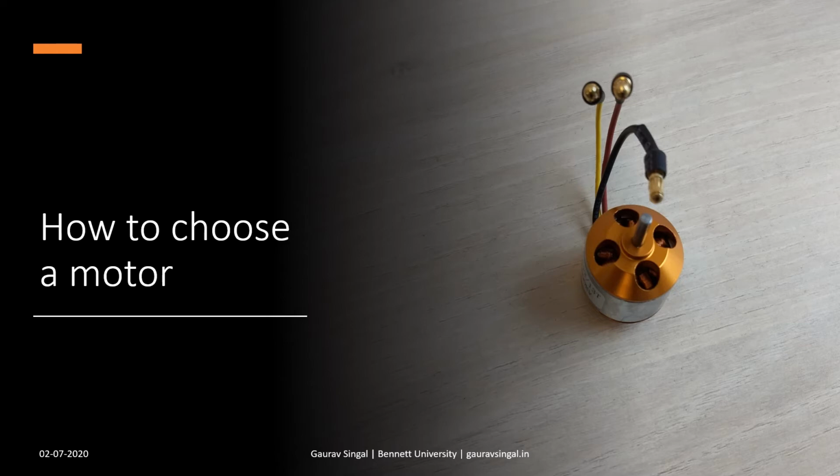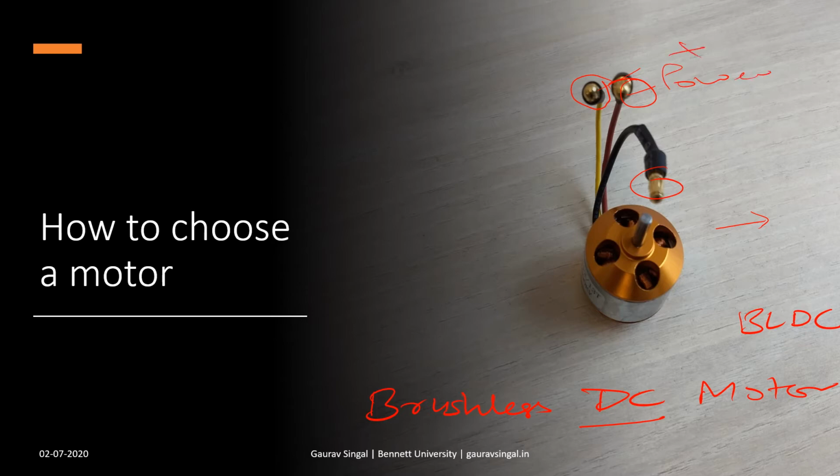Now you can see which motor is required for your application, for your drone. So how to choose a motor. This is a motor, called a BLDC motor. The complete name is brushless DC motor. DC means direct current. There are three connections: two are used for power, positive and negative, and the third one is for signal. This is the basic structure of the motors.